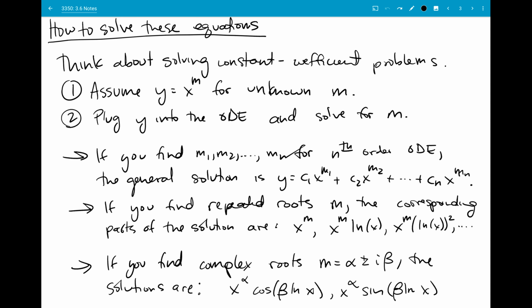And just like constant coefficients, there are 3 big cases. We find our real values, m1 through mn, then we can go ahead and say that y is given by that solution. But if we have repeated roots, we multiply by powers of natural log x. And if we have complex roots, we multiply by cosine and sine of beta times the natural log x, for beta the imaginary part of our solution.